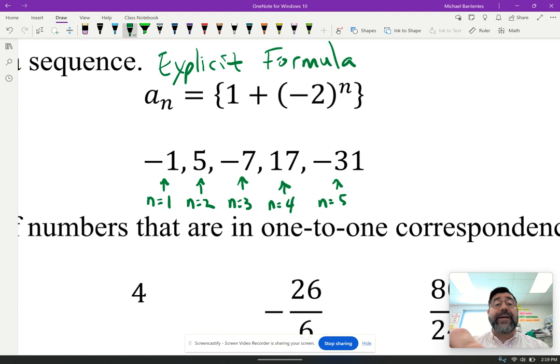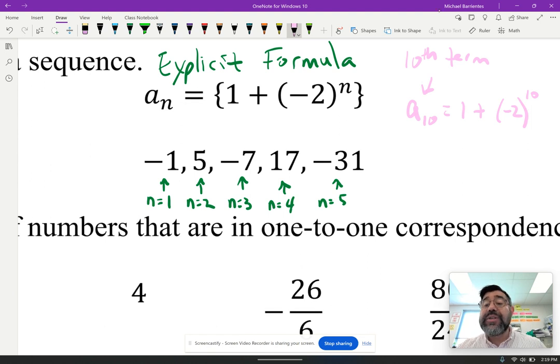So if I wanted to find this, this represents the 10th term in the sequence, and all I would need to do is substitute 10 into the formula, and then whatever I get, that would be the actual 10th term. So this is the symbol that tells me we're looking for the 10th term. I'm using the formula to figure out the value of the 10th term, and this explicit formula is what helps me do that.